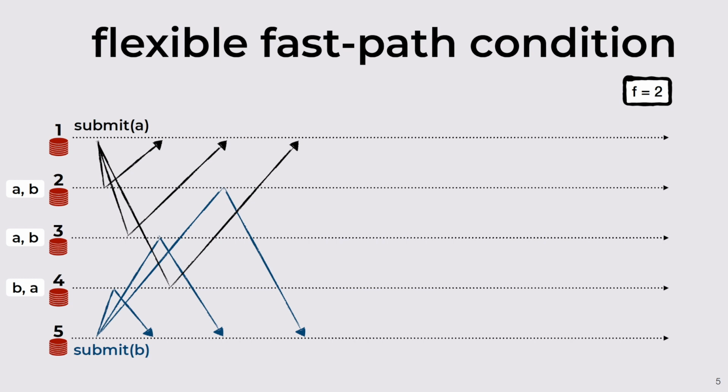These white boxes contain the order in which processes 2, 3, and 4 receive commands A and B. Processes 2 and 3 receive first A then B, while the opposite happens at process 4. Now, when a process receives a new command, it reports the set of conflicting commands it received before.